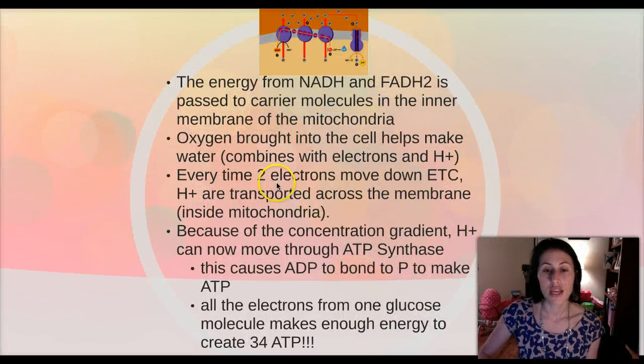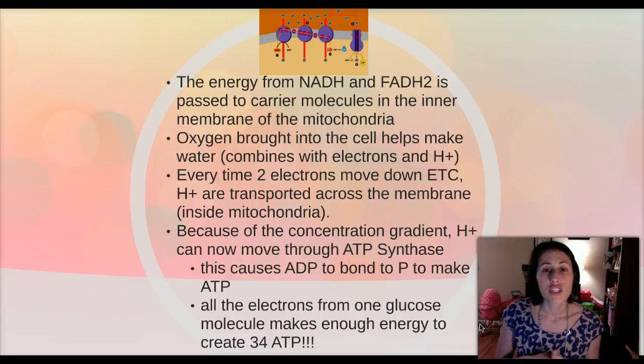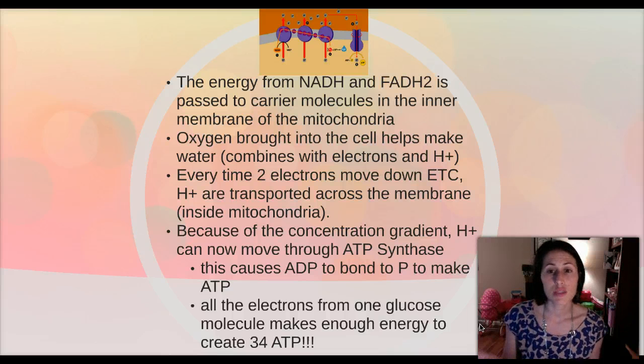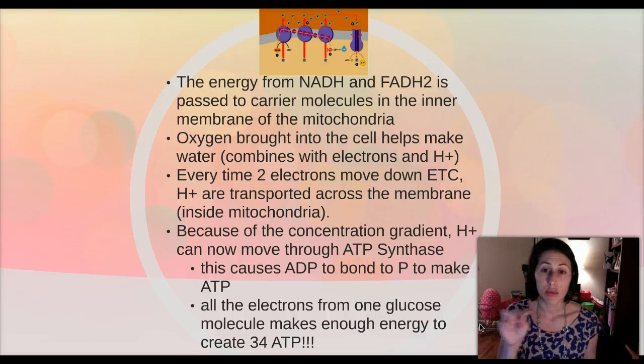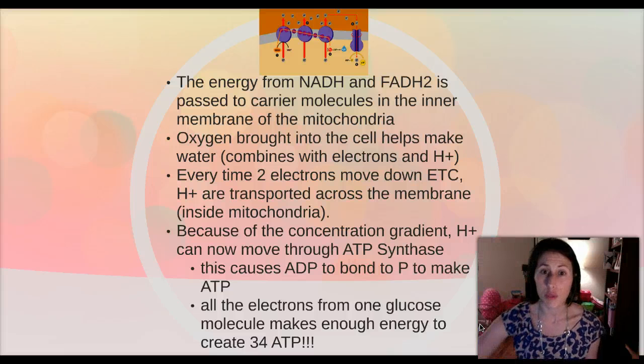All right, so this kind of tells you exactly the process that I walked you through. The energy, the electrons from NADH and FADH2 is passed to the carrier molecules in the membrane of the mitochondria. That's the electron transport chain. The oxygen that's brought into the cell is combined with those electrons that have fallen down the chain and a hydrogen ion to make water. Every time 2 electrons move down the electron transport chain, those hydrogens are pumped across the membrane in a protein pump.